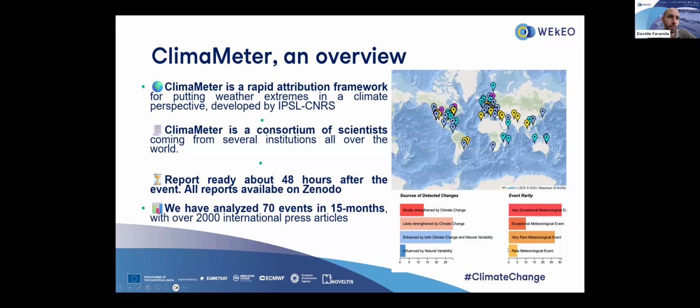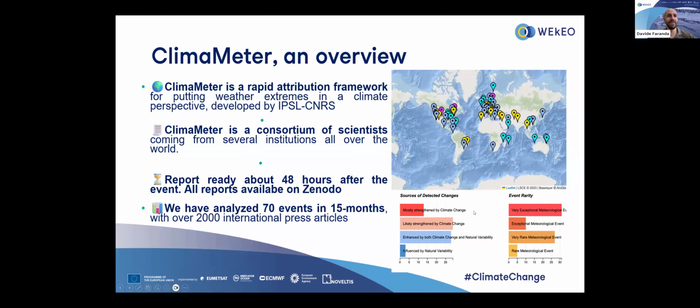And another output that Climameter provides is the rarity of the event. Most of the events are very exceptional, which means that we don't have other events that look like the ones that we want to attribute in our dataset. And this is also interesting because the rarity of the event allows us to put a score of confidence on the kind of analysis that we provide.